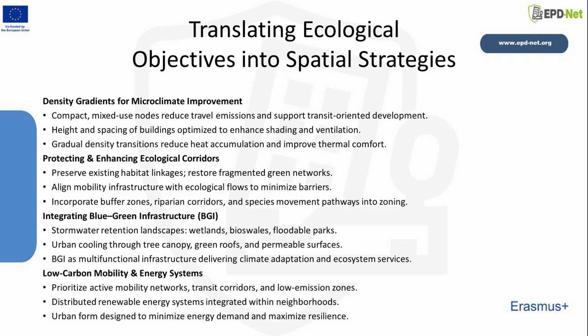Translating ecological objectives into spatial strategies marks the transition from analysis to design. At this stage, abstract goals such as climate adaptation, biodiversity enhancement, and emission reduction are expressed through concrete spatial decisions. Density gradients, for example, are used to improve microclimate performance by supporting shading, ventilation, and compact urban form.